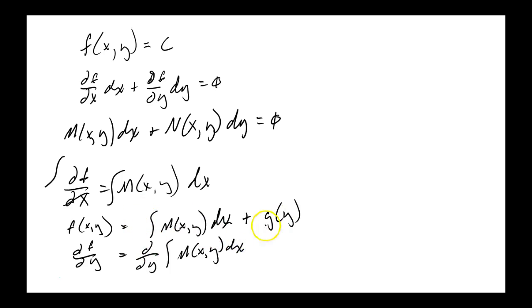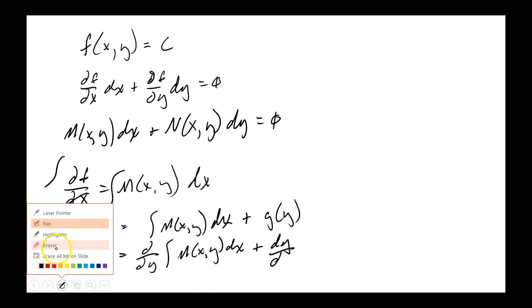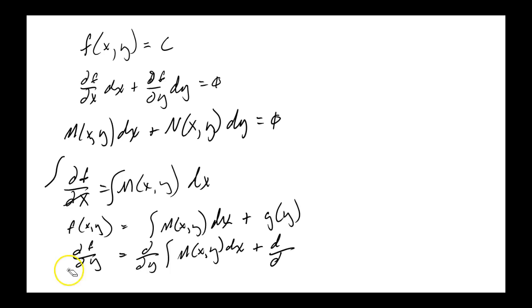of the integral of M of x, y dx. But when you take the partial of the second part, that's not a partial anymore, that's just dg dy. Goodness, I can't talk. dg dy, or g prime as the book calls it. Now, this thing has to equal your N of x, y, because that is what this is.